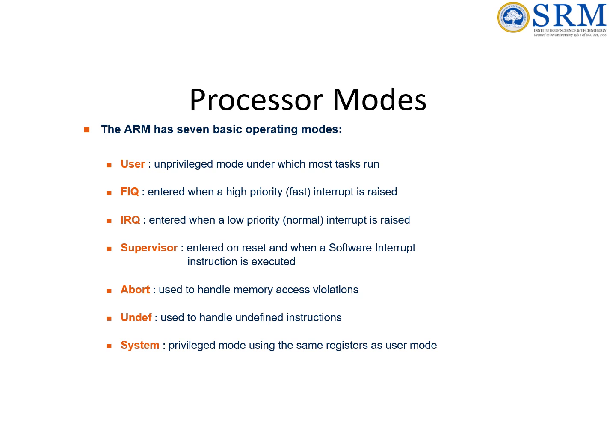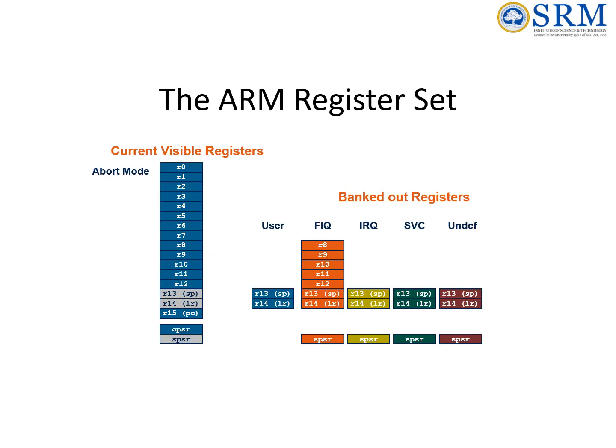So it has seven basic operating modes: user, FIQ, that is fast interrupt mode, IRQ interrupt mode, supervisor mode, abort, undefined and system mode. So this we have already seen. So the ARM register set: the current visible registers in abort mode are these, and the banked out registers are these.